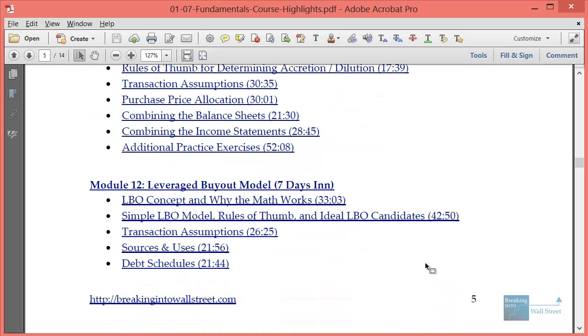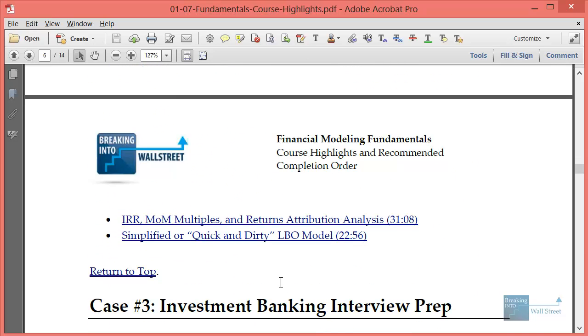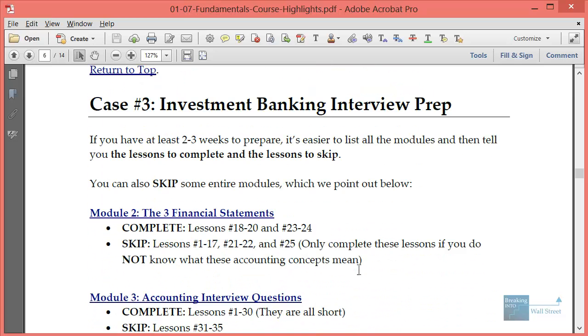Fairly similar to what to do if you only have 8 hours, but of course, if you do have more time, you can go into some of these other topics that you had to skip over under the more time-constrained scenario. Now let's go to investment banking interview prep.